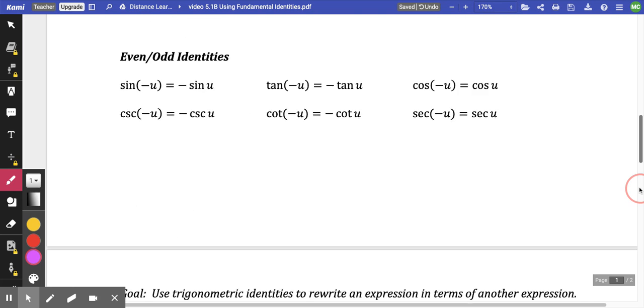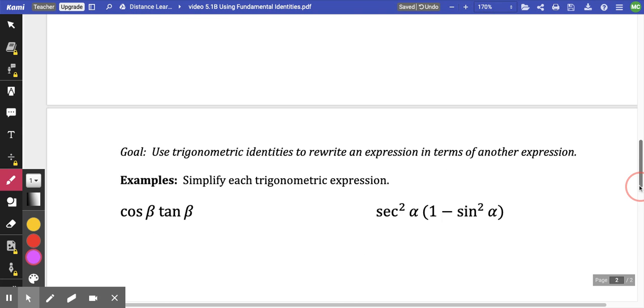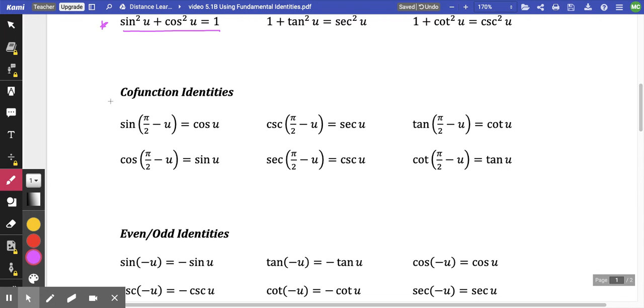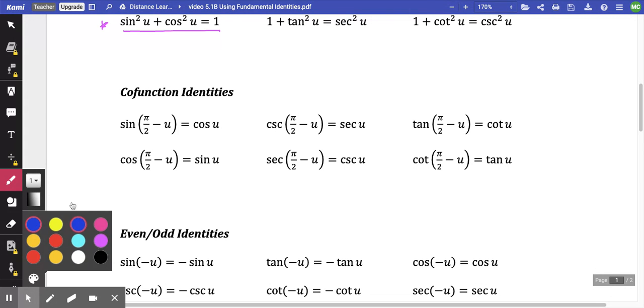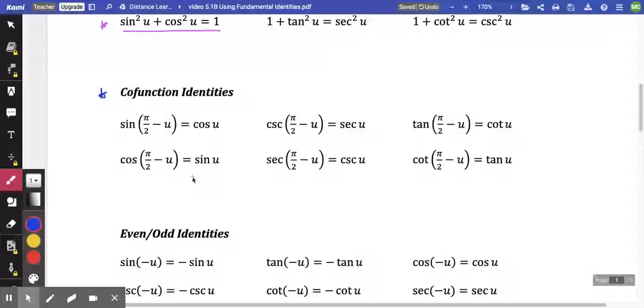And that brings us down to our new ones here. So our new ones are these co-function identities. If you notice the names of the trig functions that we've been working with, we've got sine and we've got cosine. Cosine is considered the co-function for sine. And that means that essentially it's the same function, except it's translated pi over 2 to the right.